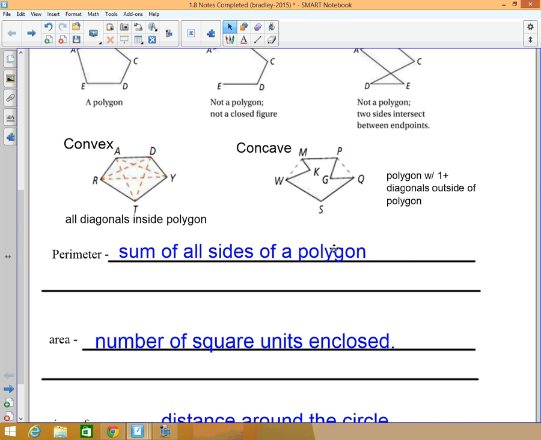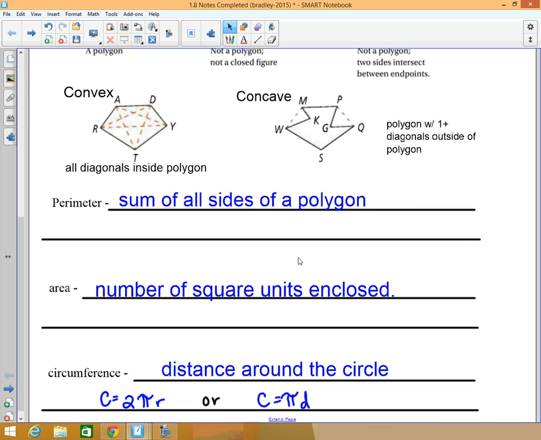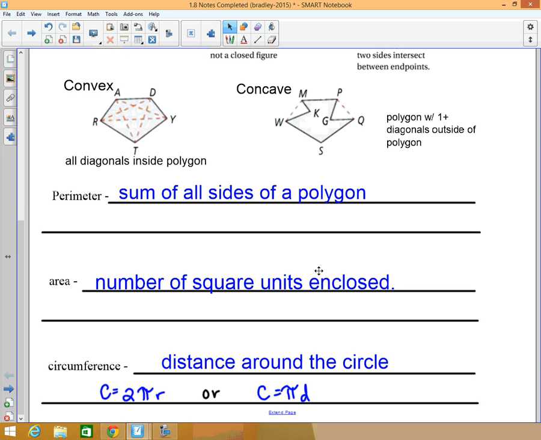The next vocabulary word is perimeter. Again, the perimeter is the sum of all sides of a polygon, so we would just add up all the sides for that one. Area is defined as the number of square units enclosed within the polygon. And then circumference is the distance around the circle. And again, circumference is kind of like perimeter of a circle. Circles can't have perimeter because they don't have sides, but we do have a circumference.